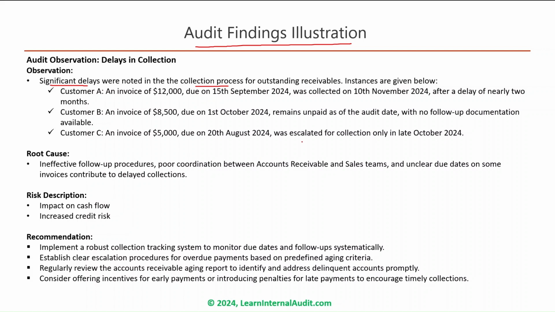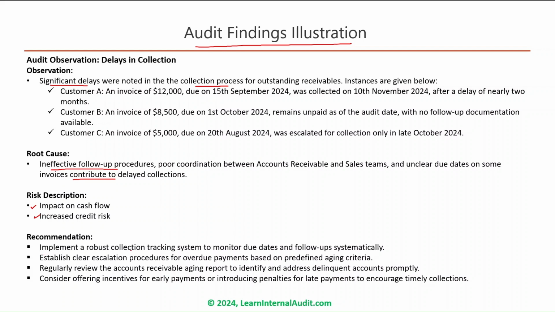Root cause: ineffective follow-up procedures, poor coordination between accounts receivable and sales team, and unclear due dates on some invoices contributed to the delayed collections. Now, this describes the impact on cash flow and credit risk. Credit risk means there is a potential for bad debts. Recommendation, now you see, is aligning with your root cause.